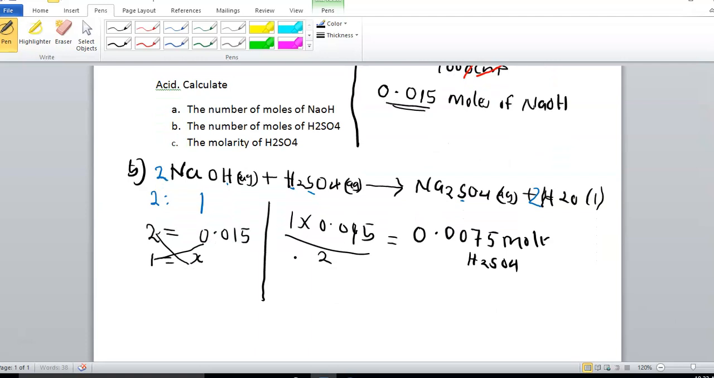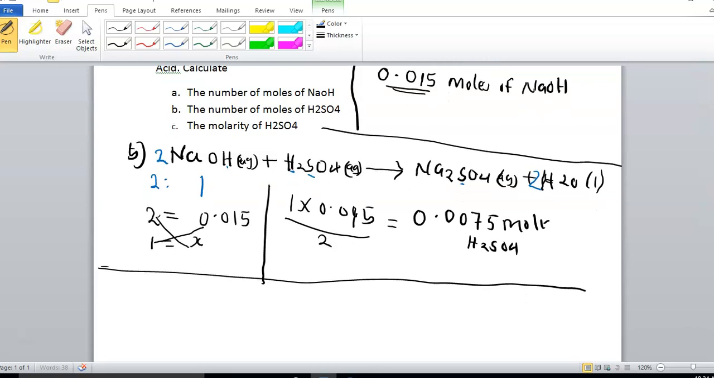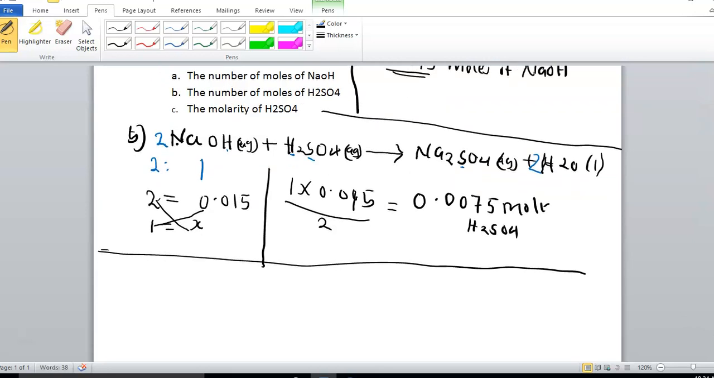Let us go to part C. Part A and part B, I have already written the equation and balanced it. The question in part C is asking for the molarity of the acid. So how do you get the molarity? This is the number of moles of the acid used to react with the base.